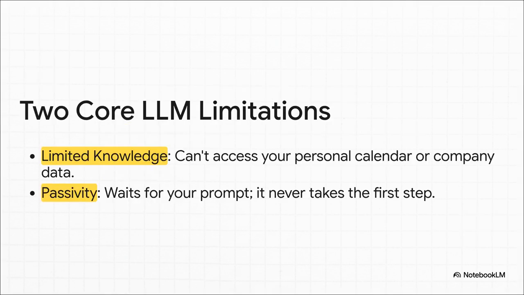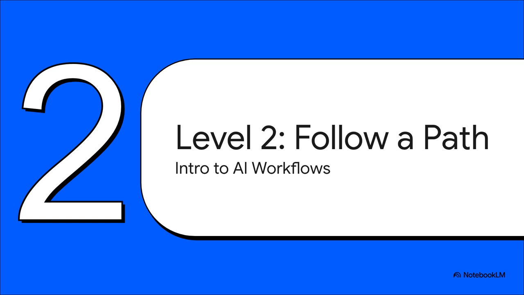But here's the catch. The second we ask about the timing of that coffee chat, it hits a wall. And that brings us right back to those two fundamental problems. It has limited knowledge, and it is completely passive. It only ever responds. So, okay, how do we start to get around these problems? Well, that brings us to level 2, following a path.